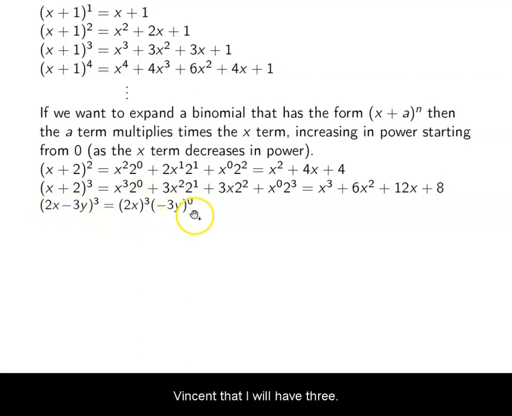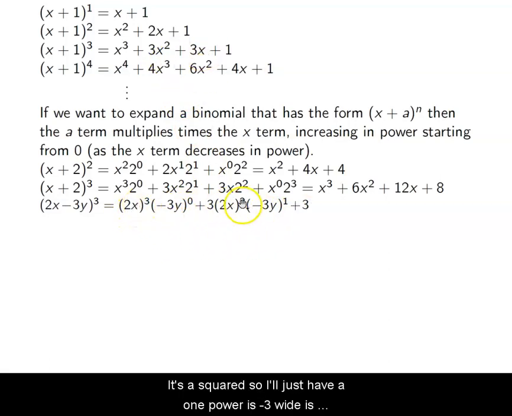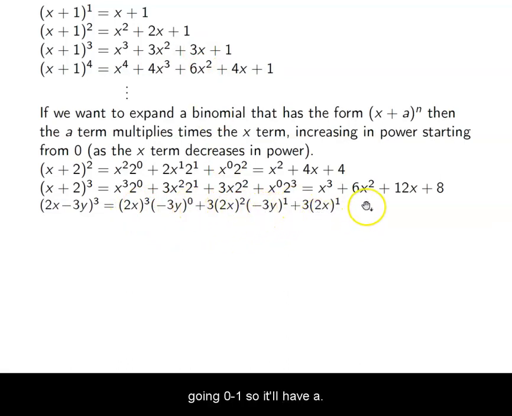Then to that I will have 3 times this 2x going down in power, so squared. And this negative 3y going up in power, 1. Then one more 3. 2x, this was squared, so I'll just have a 1 power. This negative 3y is going 0, 1, so it'll have a second power. And then for the constant, the 2x goes to 0, coefficient is 1, and this negative 3y will go cubed.